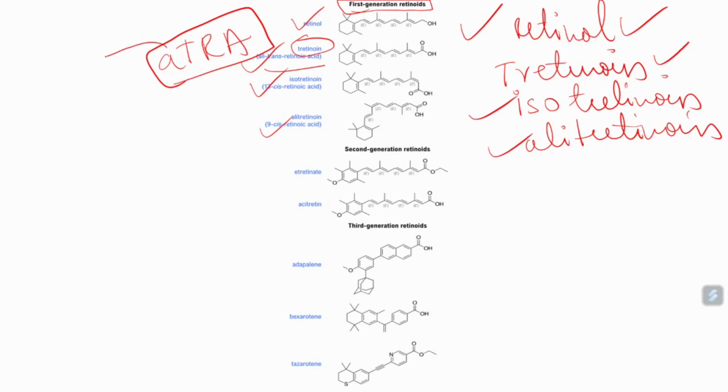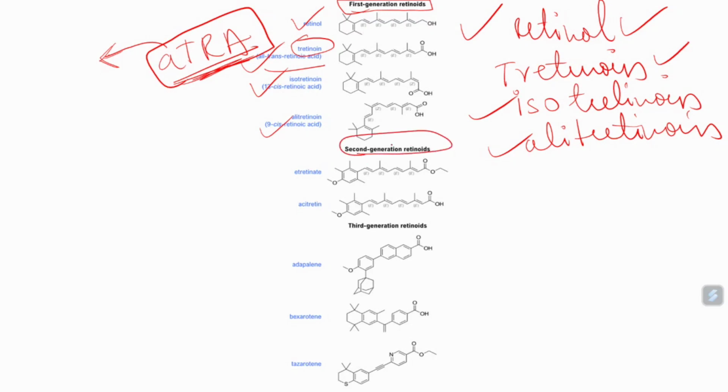Arsenic trioxide causes leukocyte maturation syndrome. ATRA also causes the same syndrome. That's why I told you just now. ATRA means tretinoin; ATRA is the other name for tretinoin. Anyways, now you see, the first generation four compounds we have discussed.